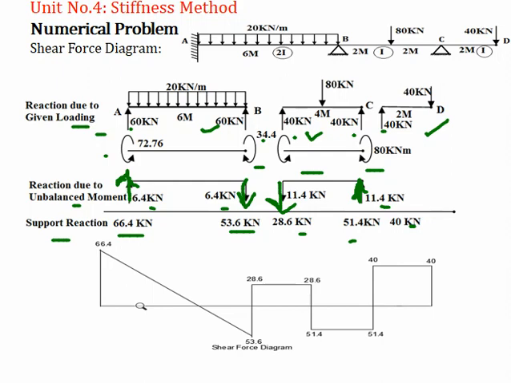So from this, now draw the shear force diagram. First is your 66.4 kilonewton upward. Now next reaction is, now let me show it directly. Next reaction is 53.6 kilonewton. That one is 53.6 kilonewton. Now due to the UDL, it will be an inclined line. Now next reaction is 28.6 kilonewton. It will be 28.6 kilonewton.